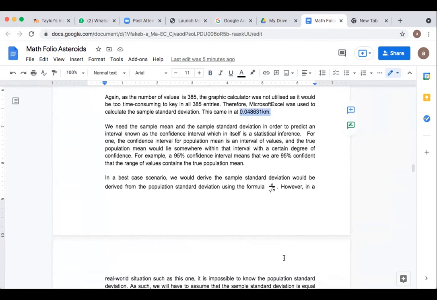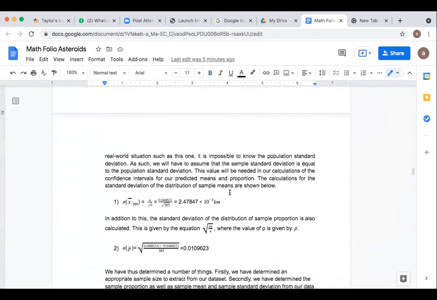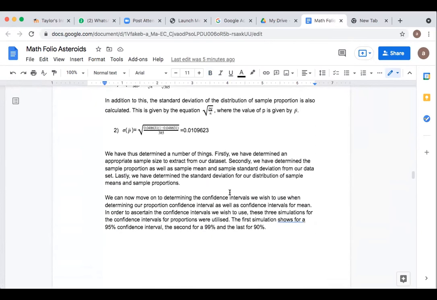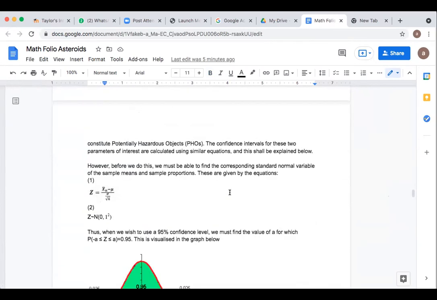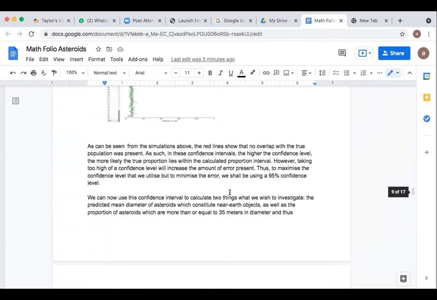And then we want to demonstrate that because we will never be able to know the true population standard deviation, therefore we assume. The rest I understand fully.